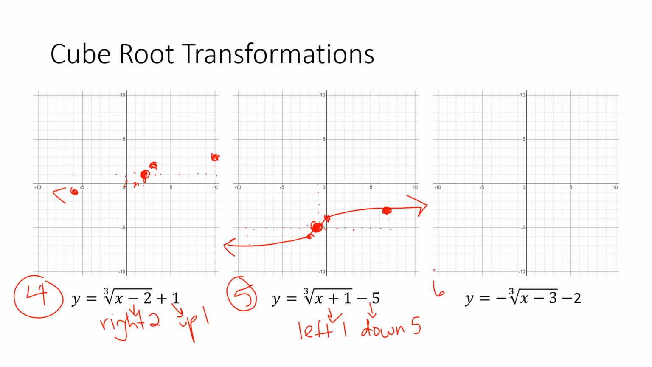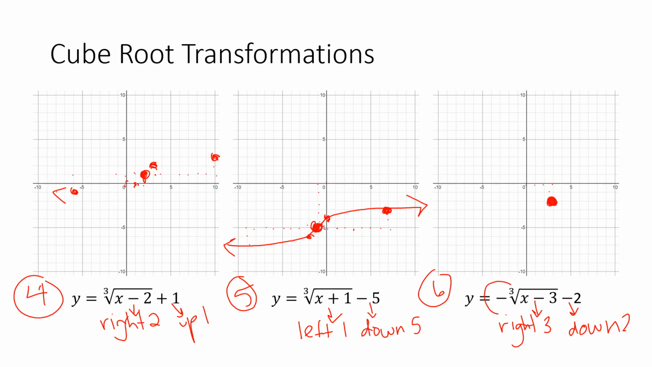All right, last example here. Negative cube root of x minus 3 minus 2. So the x minus 3 is going to move the entire graph to the right 3, and the minus 2 is going to move the whole thing down 2. So instead of starting at 0, 0, right 3, down 2. So this is our new midpoint.